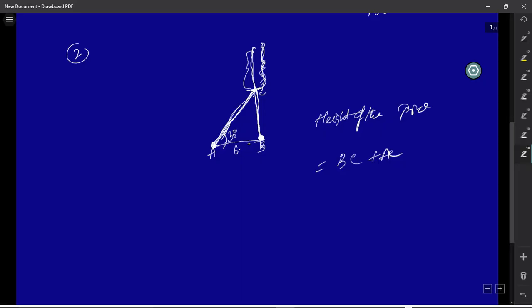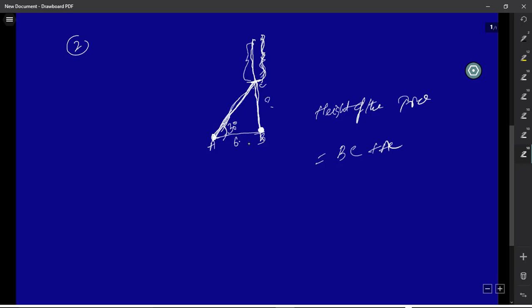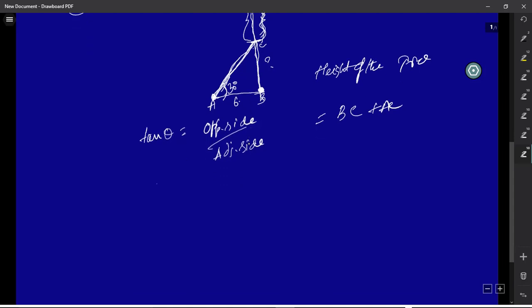Okay, so the height of the tree that is BC plus AC. First let me find out what is BC. Simple. Make use of tan theta again. Tan theta is opposite side by adjacent side, right? Theta is 30 degrees. Opposite side, what is the opposite side here? With respect to this angle, BC is the opposite side. This slant line is always the hypotenuse, and this is my adjacent side, right? So opposite side, I don't know, I'm writing it down as BC. Adjacent side, I know it is 6, so I'm writing 6. Tan 30 degrees, value of tan 30 is 1 by root 3. I'll just cross multiply this thing here.